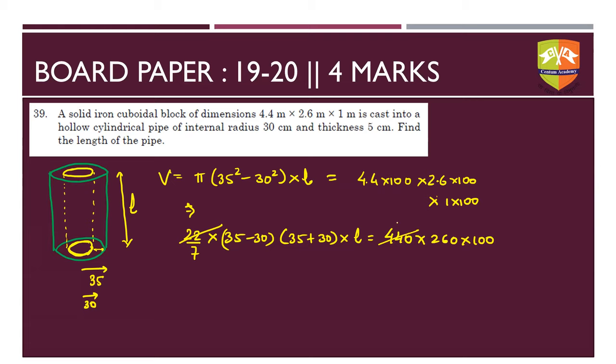So 22 goes 20 times. What else? This is 5. No, this is 5. So this is 4. And this is 65. This 35 plus 30 is 65. So 13, 5 times. And 13, 20 times. Dekho, making sense? Right? And then 5 and 4 again. So what is left? L. L is nothing but 7 into 4 into 4 into 100 centimeter, divided by something, it should be. Where did it go? By 30.